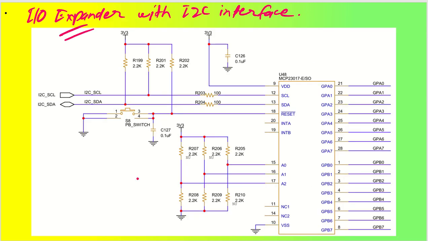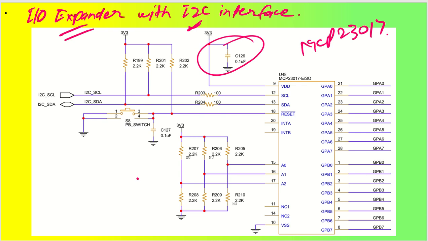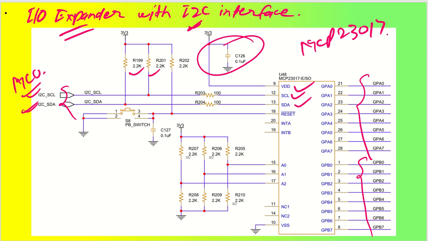One of the IO expanders that I have taken is from Microchip Technology, the MCP23017, with an I2C interface. This is the power supply that is going to get connected to VDD, and my SCL and SDA lines are pulled up with 2.2 kilo ohm resistors, and my I2C SCL and I2C SDA are coming from your MCU. So this is how they will be driving the signal. Whatever GPIOs you have to connect, you can connect directly to GPA0 to GPA7, and GPB0 to GPB7.